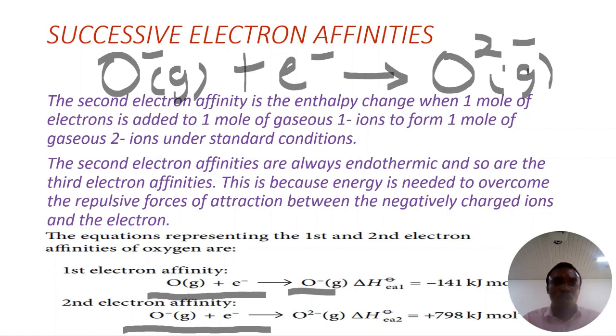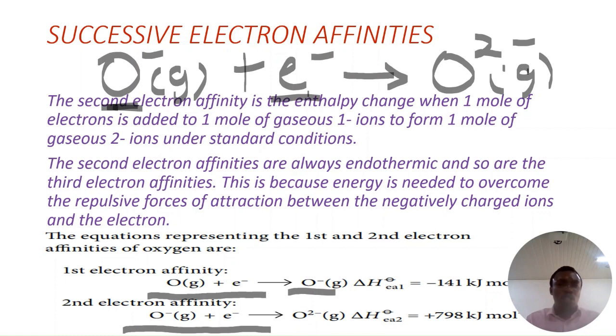So the second and the third electron affinity are always endothermic. This is because you are adding an electron to a negatively charged ion. Both of them are negatively charged. So energy is needed to overcome the repulsive force between the negatively charged ion and the electron. That is why the second and the third electron affinity are always endothermic, because energy is needed to overcome the repulsive forces between them.